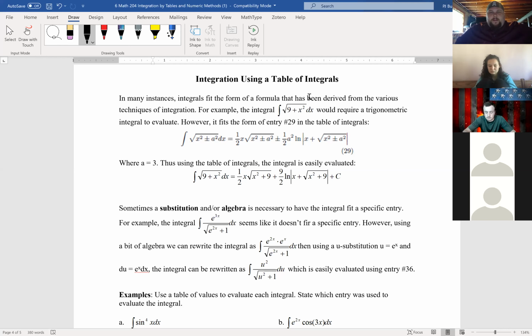So again, there are problems that our techniques cannot solve, and using those approximations is not always the most fun way to do things. And so another thing that we can do is we can look up an integral in an integral table. So if you go to Blackboard, I have put up a table of integrals for you.